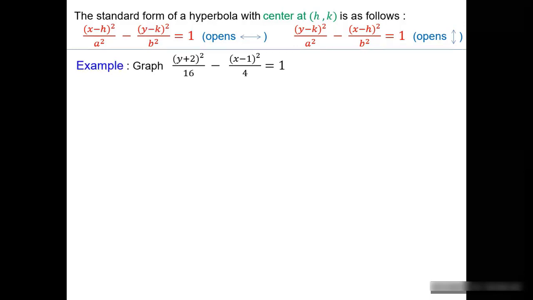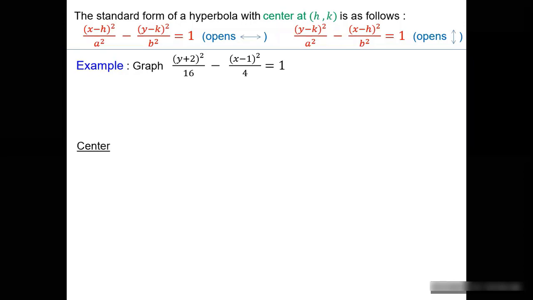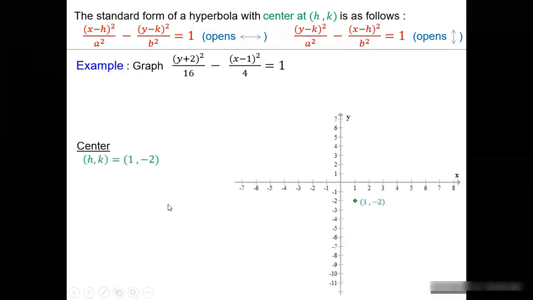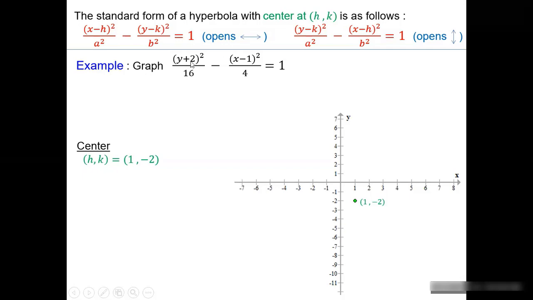Notice that first of all, the center is going to be at +1 and -2. Now notice that some people would often mistake the center by saying -2, +1, because they're simply going in order of what the equation says. But remember that h is the difference in the x coordinate and k is the difference in the y coordinate. So we plot our new center.